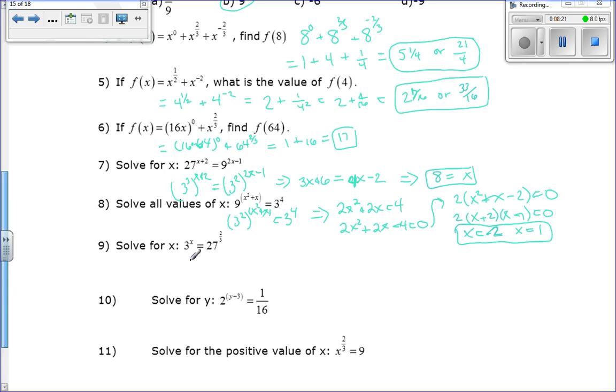For number 9, again, same type of problem. We have to get the same bases. So we have 3 to the x equals 3 to the third raised to the 2/3. Well, I multiply my power to power here, so my 3's cancel out, and I will end up with x equals 2.